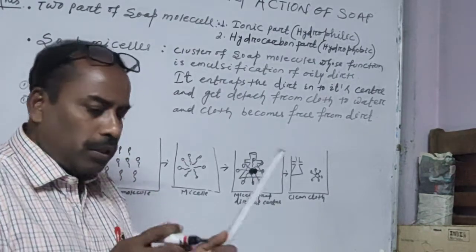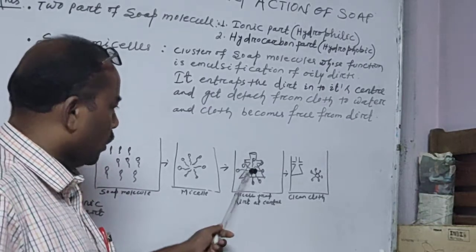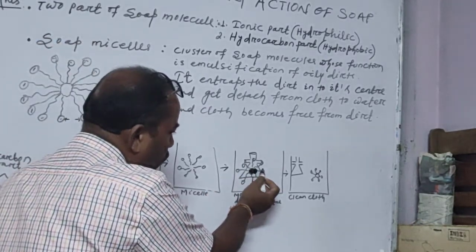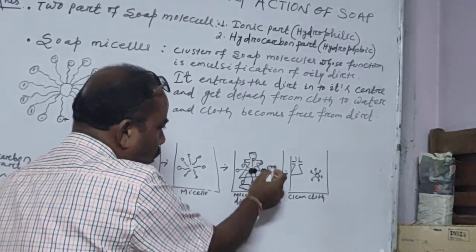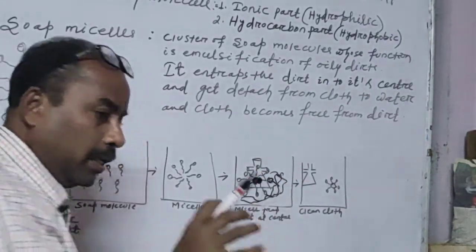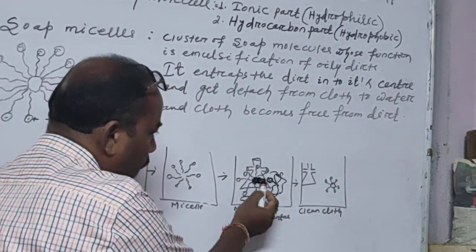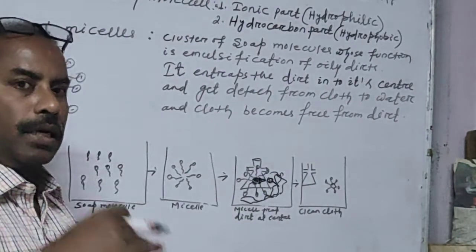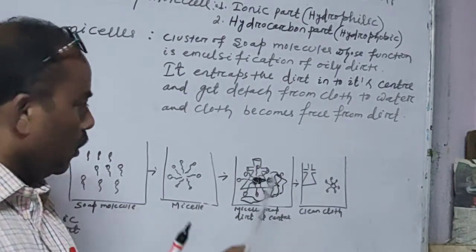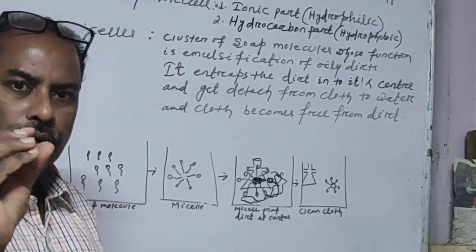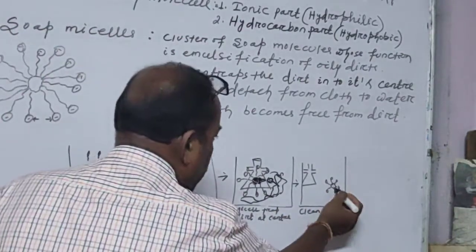Then when we dip, rub and rinse, we just rub the cloth. When we rub the cloth, as this ionic part is very strong with the water, it maintains the attraction force with the water and remains attached to the water. But this hydrophobic end and the dirty part do not have that attraction force. So when we rub, this micelle gets detached from the cloth, taking a small part of the dirt at the center, and is suspended in the water.